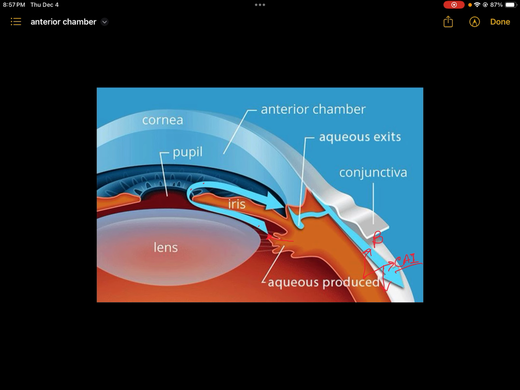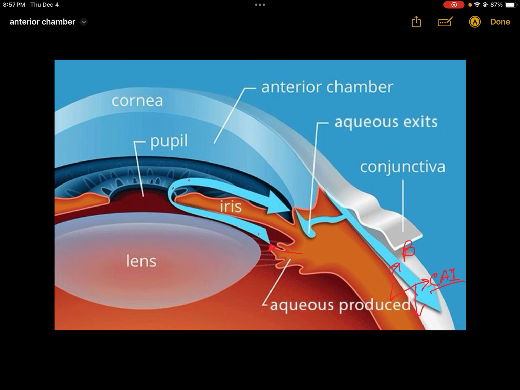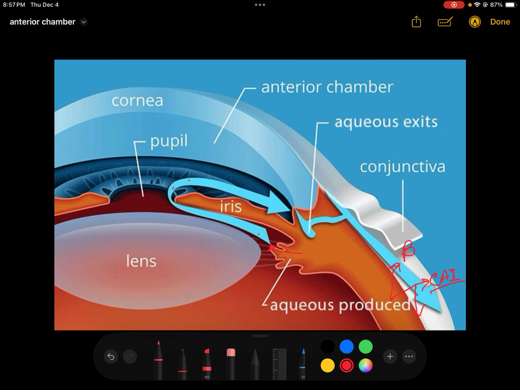Finally, drugs that increase aqueous outflow or aqueous exit: myotics and prostaglandin analogs. Myotics such as pilocarpine, and prostaglandin analogs.